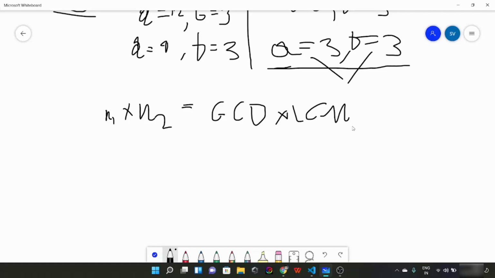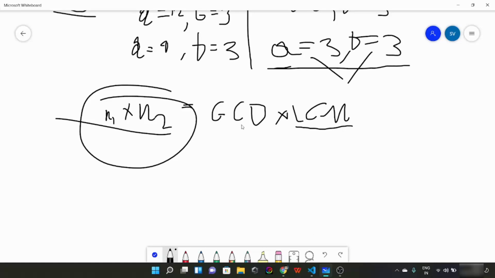So if you have to find the LCM here, what you have to simply do is find n1 into n2, which you can easily find, right? And then you have to find GCD through the above Euclidean algorithm. We also saw the coding part of how to do it. And then you just simply divide the product of both the numbers by GCD, alright? And that's how you find the LCM.